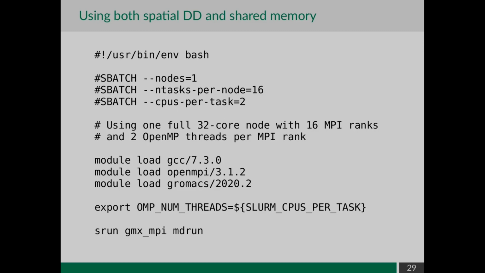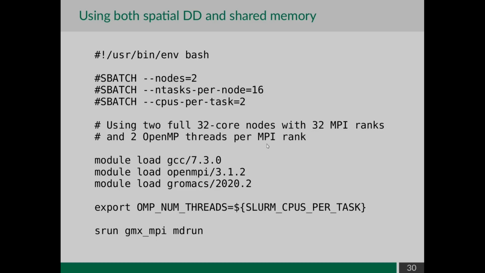This translates to the following options. We request one node, 16 tasks per node. Tasks per node will become the number of MPI ranks or MPI processes. And then we say CPUs per task equals 2, which means we request 2 threads per process, so 2 OpenMP threads. Then we load our Gromacs module as usual. We set the number of OpenMP threads, as we did before, from the number of CPUs per task that we requested via Slurm. And we start Gromacs wrapped in an srun call.